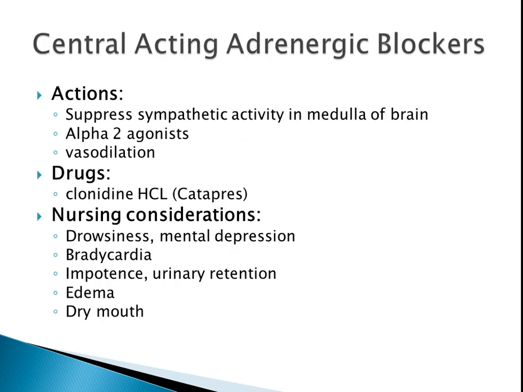Now, central acting adrenergic blockers. These are another type of antihypertensives. They suppress the sympathetic activity in the medulla of the brain. So these work differently. These work in the medulla of the brain, not the kidneys. Y'all remember alpha-2? What does alpha-2 do when you stimulate it? It decreases blood pressure. So these are alpha-2 agonists. Okay? They stimulate alpha-2, and the result of that is the blood pressure goes down. Vasodilation occurs. That lowers the blood pressure.